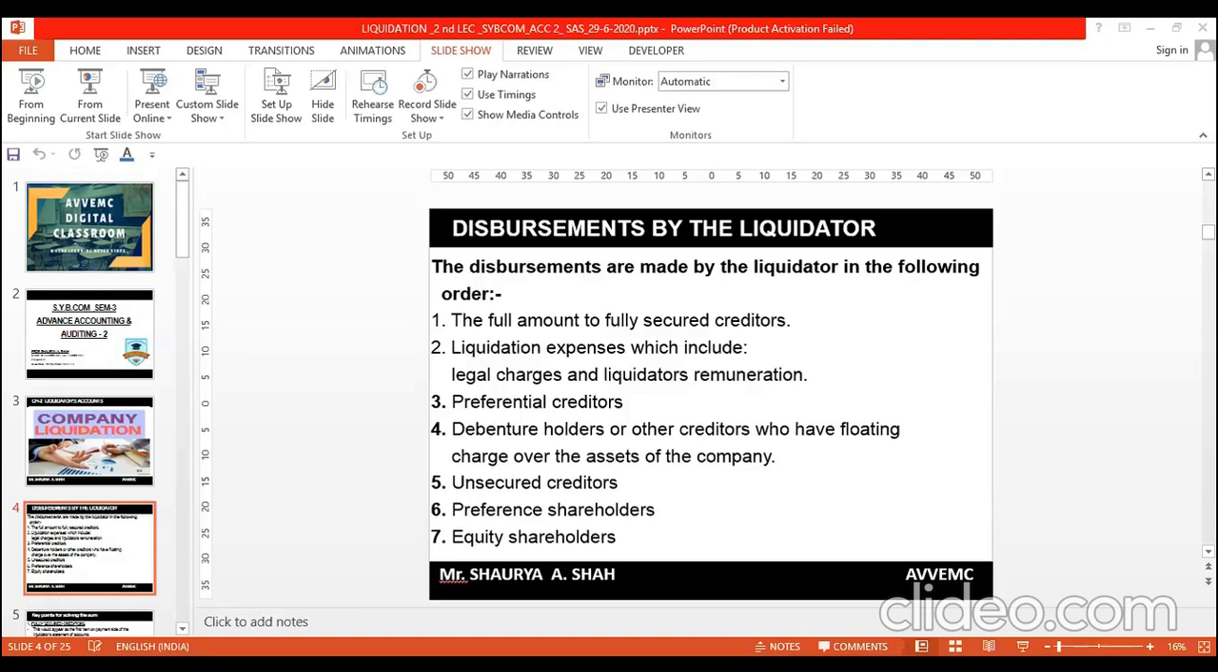Long-term borrowings. What is long-term borrowings? That is debentures, 15%, of 2 lakh. Debentures have a floating charge, which I told you, right? So floating charge debentures will be paid after your preferential creditors. 15% is the rate of interest. So we will see whether the interest is paid or not. If the interest is not paid, then the outstanding interest will be paid along with the debenture itself.